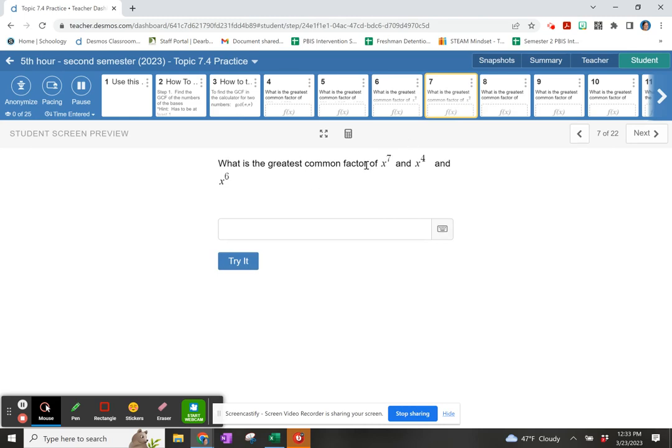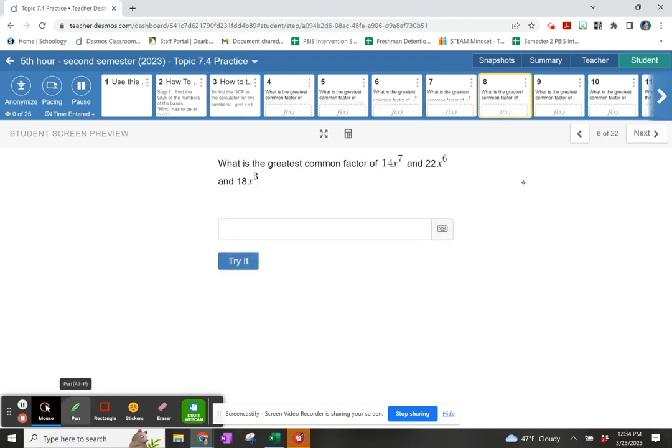Same thing here. It doesn't matter the order. Some of you try to put in x to the 6. You want to look at the exponent. I have a 7, I have a 4, and now I have a 6. So the smallest exponent is 4, so it's x to the 4th.